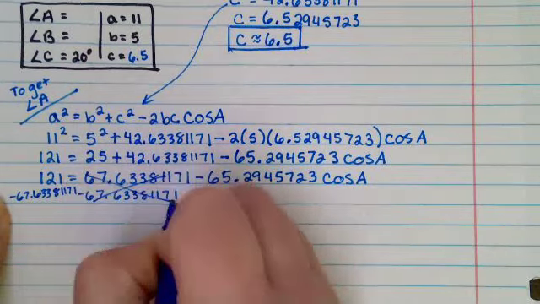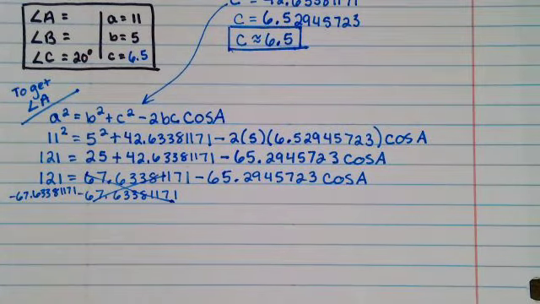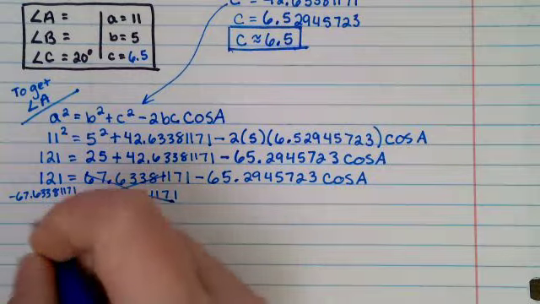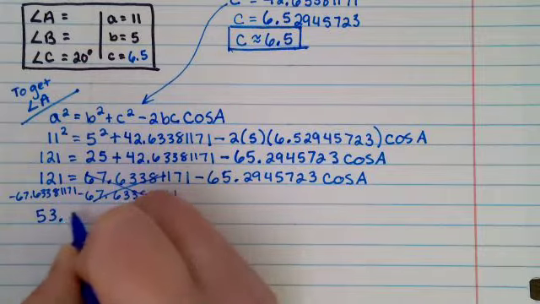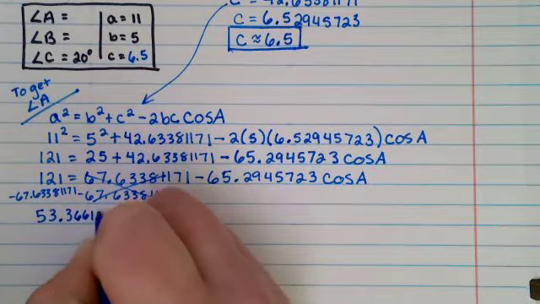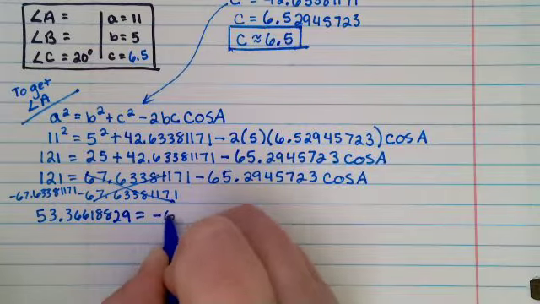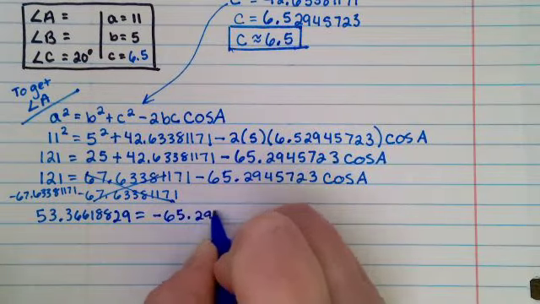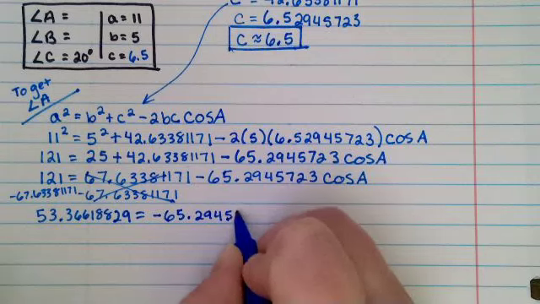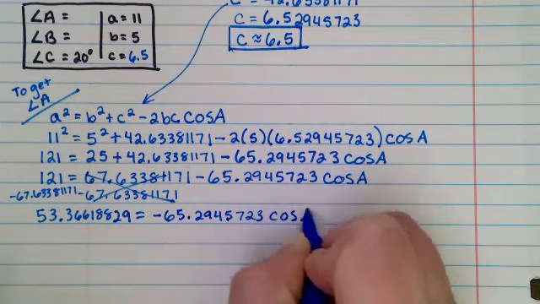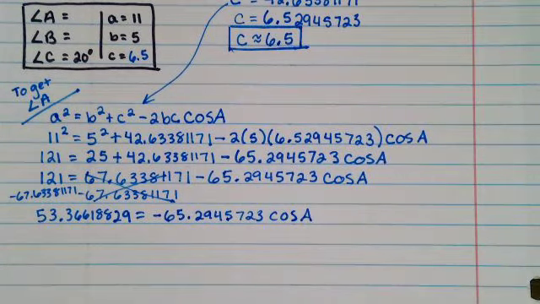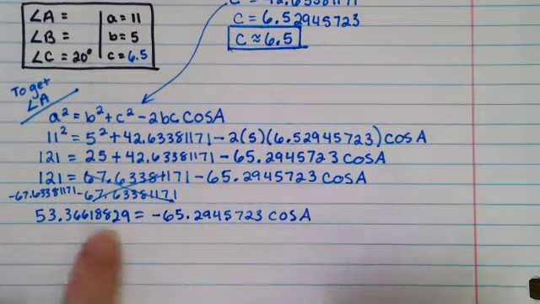81171. So that bit will go away. When I subtract this, we should get minus 67.633. Right, I got 53.3661889. And over here on the right, we still have this minus 65.2945723 cosine of A.